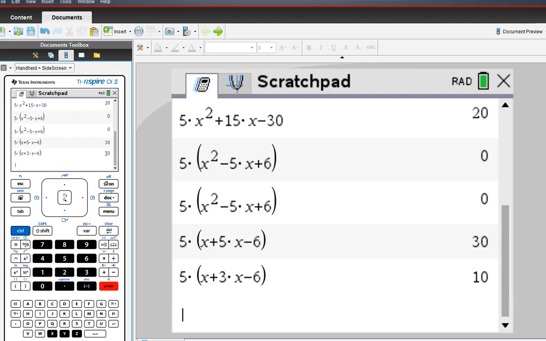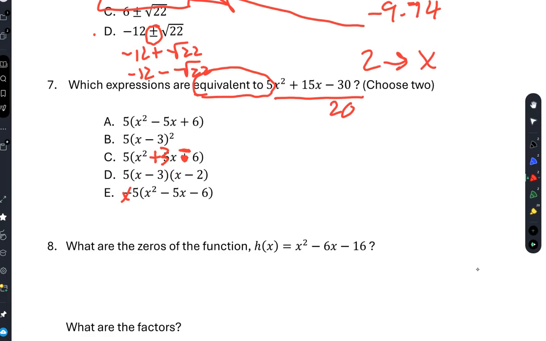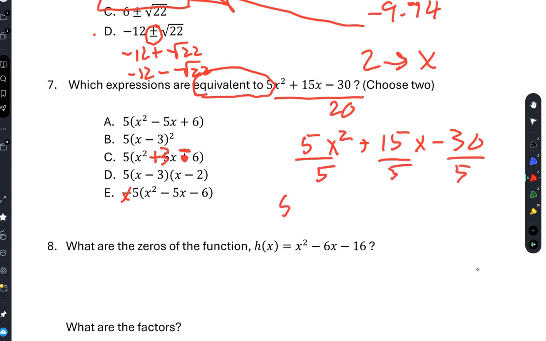Let's just do this by hand. Okay, so this is kind of messed up here. We're going to do this by hand. But you would store, and 2 of these would match up. So if I have 5x squared plus 15x minus 30, I could divide these by 5. And I'll get 5 parentheses x squared plus 3x minus 6. 5 parentheses x squared plus 3x minus 6 should be the same as this.